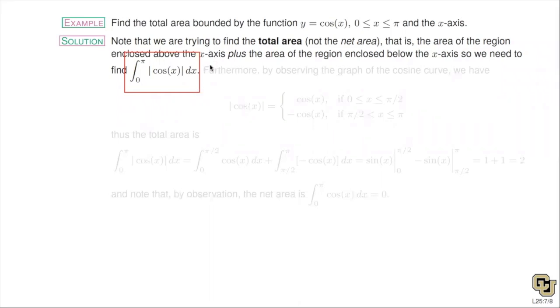So the other reason I wanted to do this example is because I really want you to be careful when you're dealing with the absolute value. You should be careful when you're differentiating it, and you should be careful when you're integrating it. Here, the biggest mistake that I want you to avoid is to simply ignore the absolute value bars.